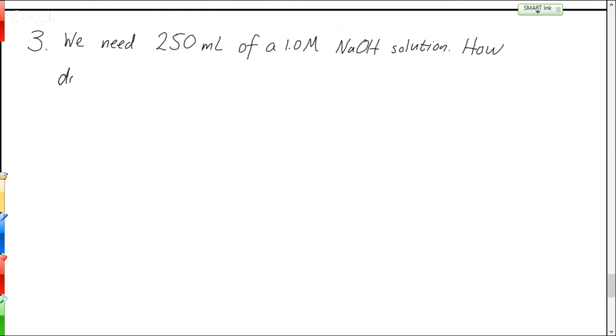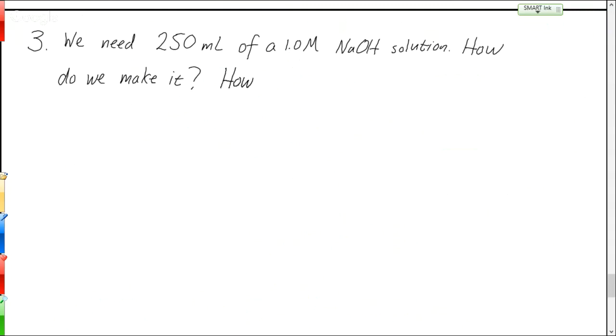Let's use a different compound this time. Let's say we need 250 milliliters of a 1 molar NaOH. Let's say 1.0, just so it doesn't look like L or something. A 1.0 molar NaOH solution. How do we make it?